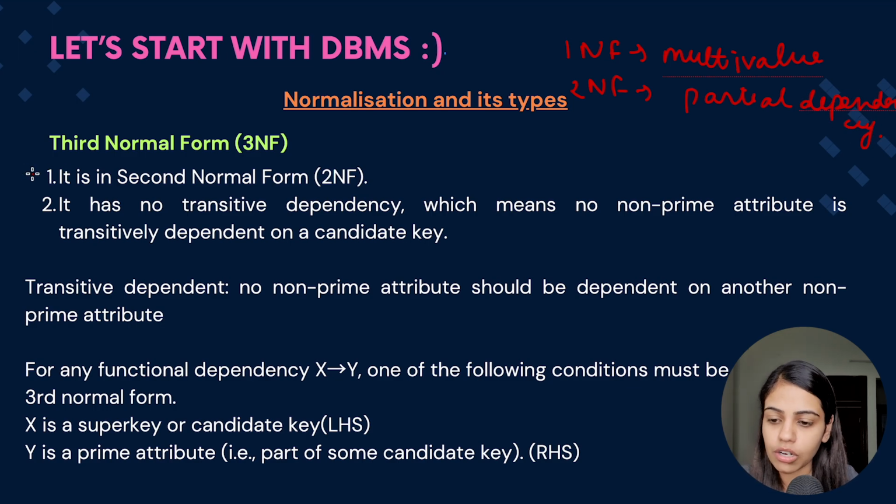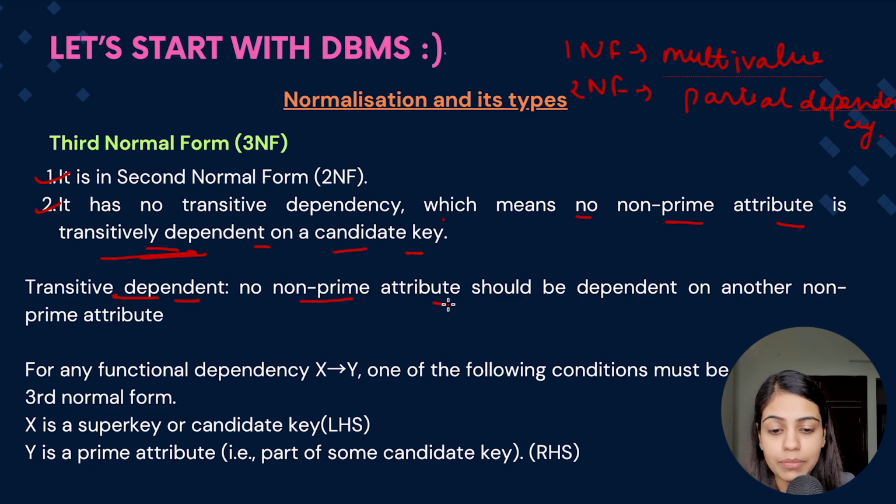So according to third normal form, the table should be in second normal form. Second, it shouldn't have any transitive dependency, which means that no non-prime attribute should be transitively dependent on a candidate key. So what is this transitive dependency? Transitive dependency occurs when a non-prime attribute is dependent on another non-prime attribute. So whenever there is a non-prime to non-prime dependency, we can say that there is a transitive dependency.